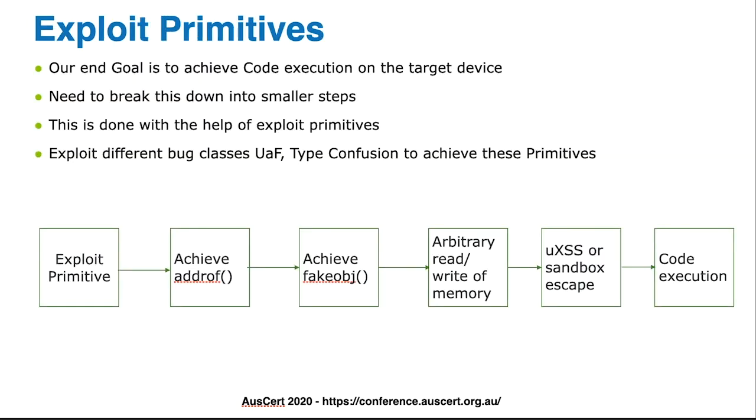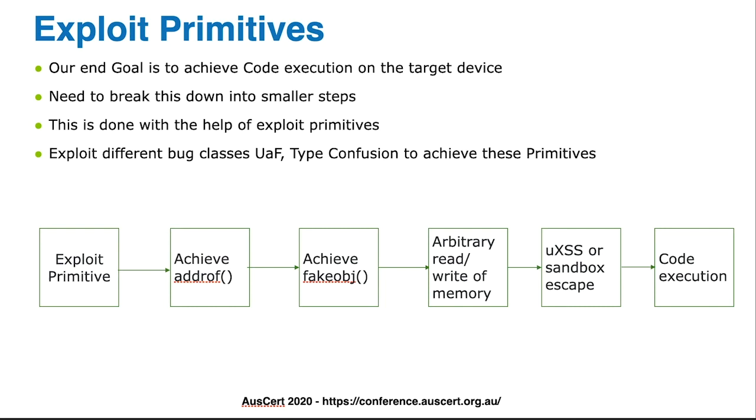Okay, so what is an exploit primitive? In computer science, a primitive is a fundamental data type that cannot be broken down into simpler data types, right? So the idea here is a primitive is something that lets you achieve one particular task and nothing less, and nothing more.